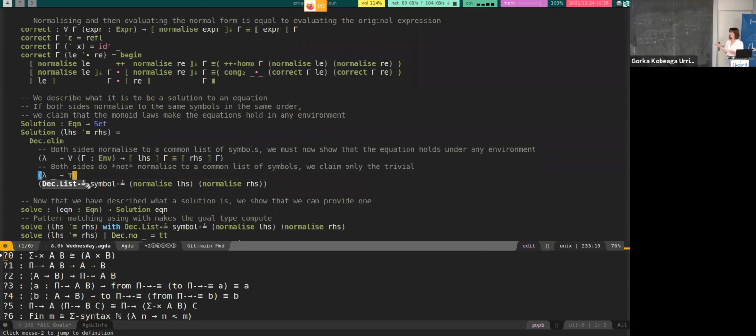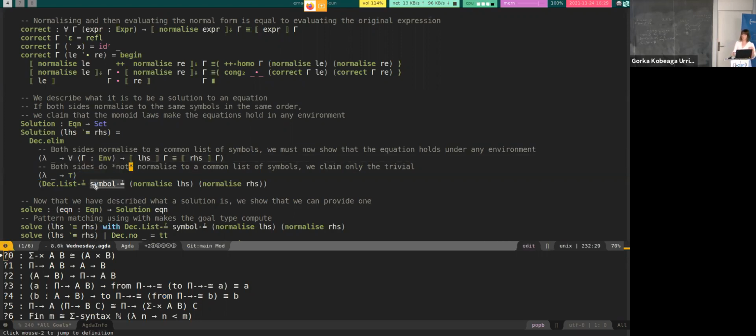We cannot disprove it either. For example, in the case of natural numbers, addition of natural numbers is commutative. So if we were given this equation instead of that one, we cannot really disprove it. We cannot say this is never going to be the case, because naturals, in addition to being a monoid, are also a commutative monoid. So we cannot say this is not going to be the case, but we cannot show it just using the monoidal laws either. So that is why we return top.